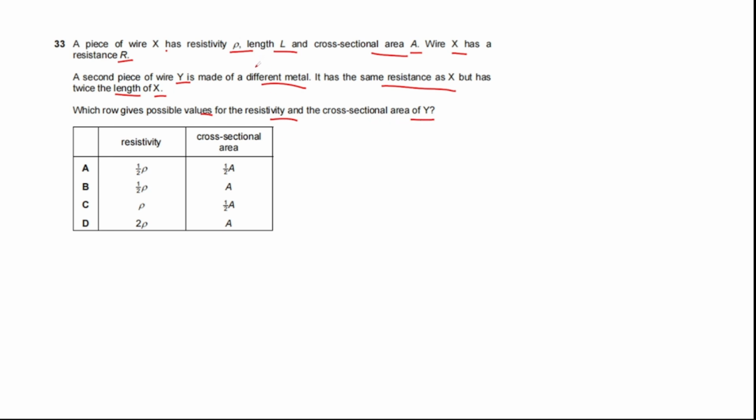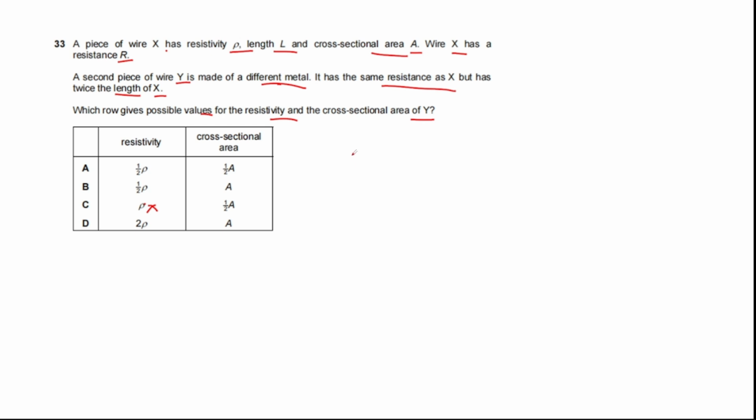So here it is given that the second piece of wire Y is made of different metal. So the resistivity is a property of the metal. It's not the same metal, which means that the resistivity will be different. So the option C is not correct because the resistivity is the same here. So it will be A, B or D, any of it.